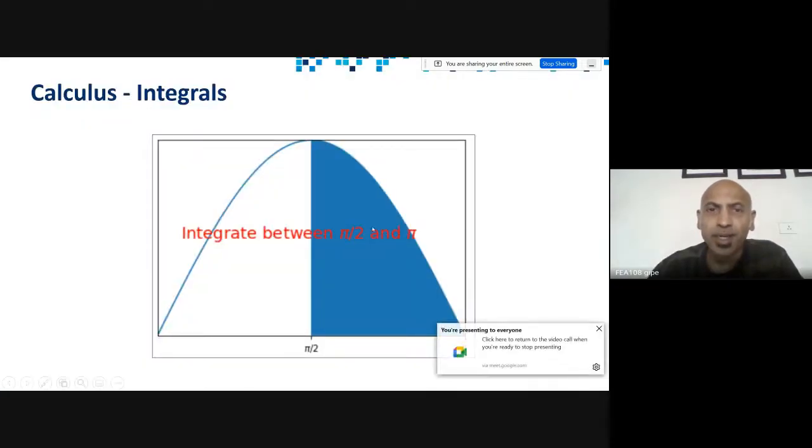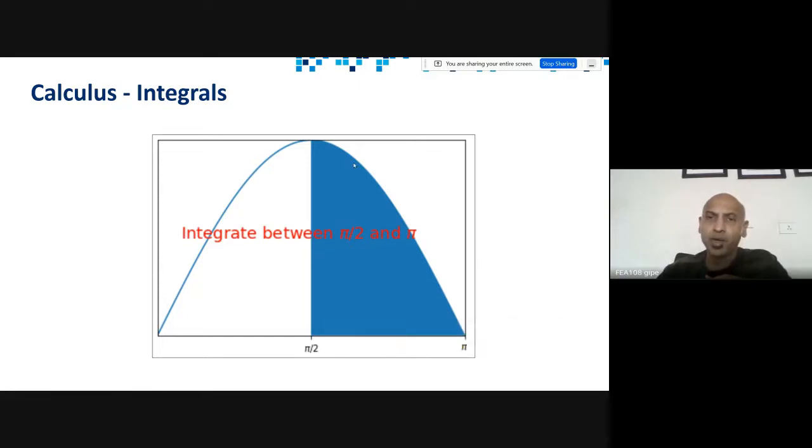So this is the integration part in between, and I'm saying integrate between pi by 2 and pi. So if you actually integrate the sine curve, sine of x, and you give the lower limit as pi by 2 and the higher limit as pi, you'll get this shaded region, and then you can actually get the area under the curve.